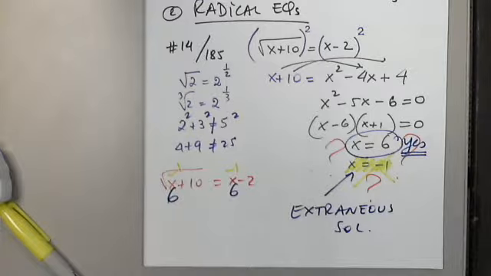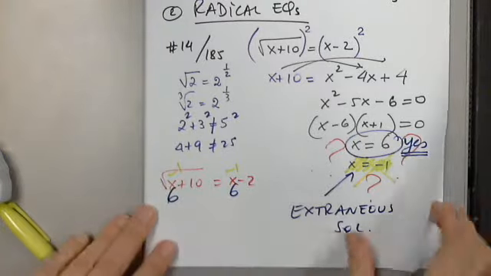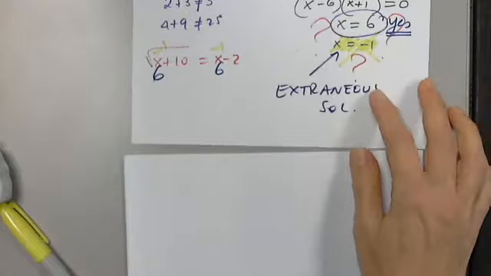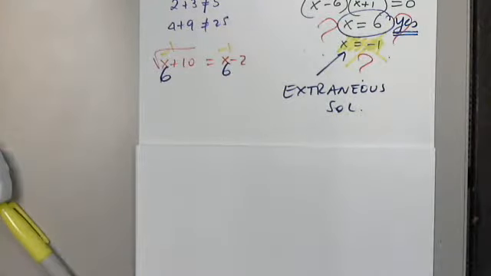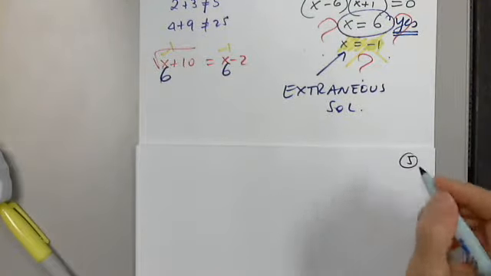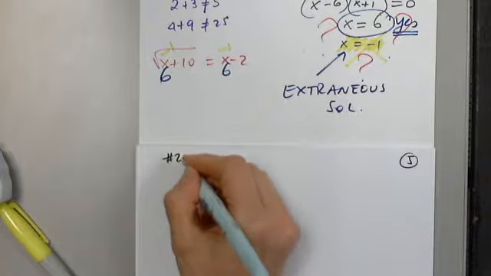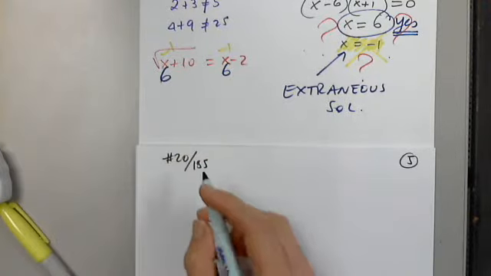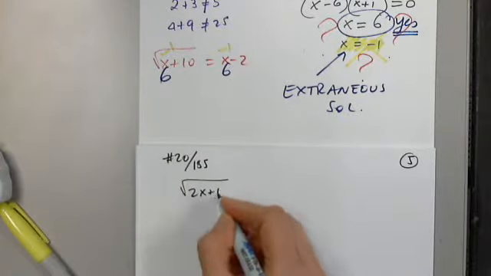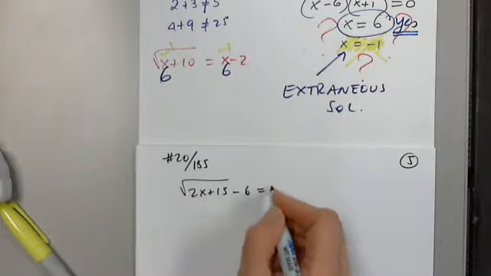Would you like to see another? Yes. Perfect. If you have your book, you can choose. If you don't have your book, I will choose. Which one is it? Okay, I will choose. So let's say number 20 on page 185. The square root of 2x plus 15 minus 6 equals x.